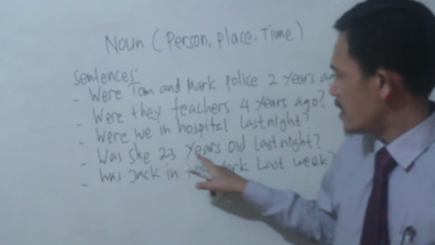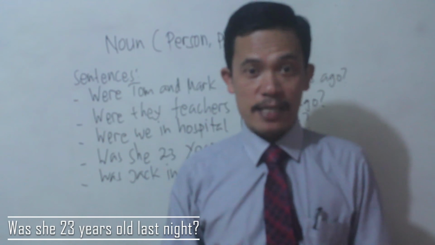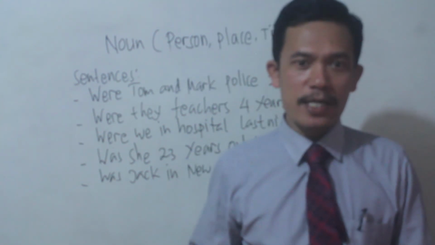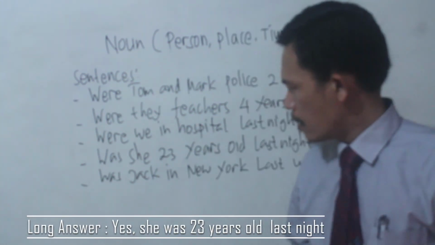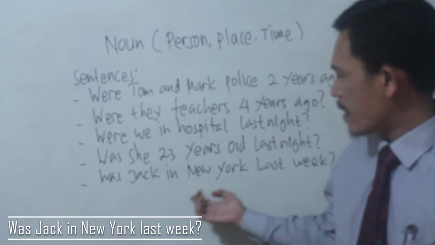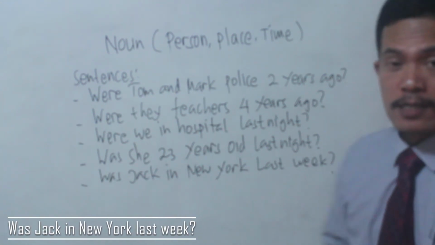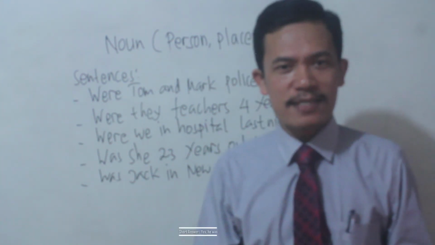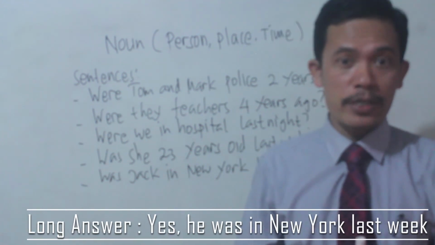Next, was she 23 years old last night? Yes, she was. We can also answer this way, yes, she was 23 years old last night. Well, the last is, was Jack in New York last week? We can answer in 2 ways. The first way we can say yes, he was. And the second way we can say yes, he was in New York last week.